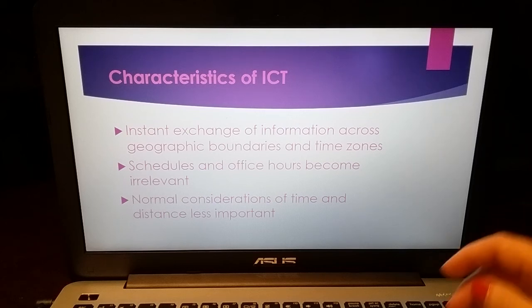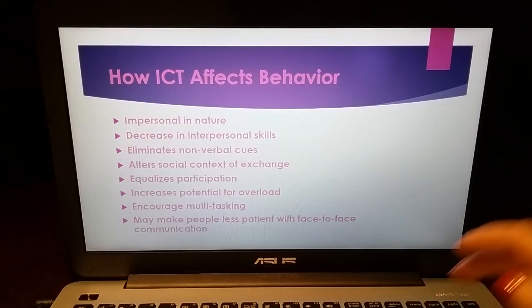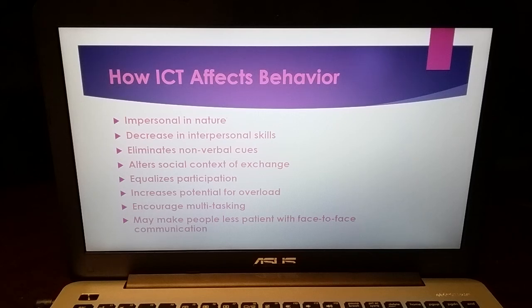So it can have some not-good results on behavior. It tends to be impersonal. Again, you lose the verbal cues. It does, in a way, equalize the participation, but it can and it can't. It encourages multitasking. I think if you've worked in an office, which I think many of you have, you can talk on the telephone, or you can be emailing something and also doing something else at the same time. So you lose that 100% attention.